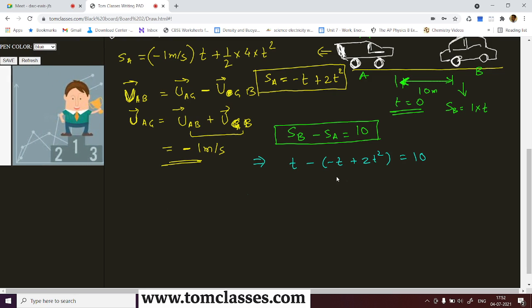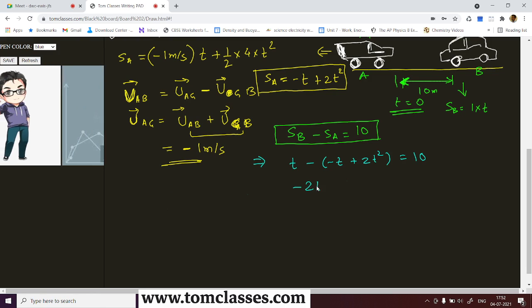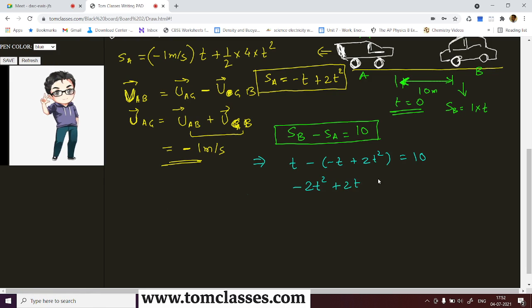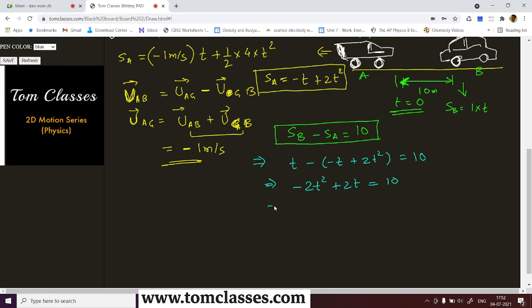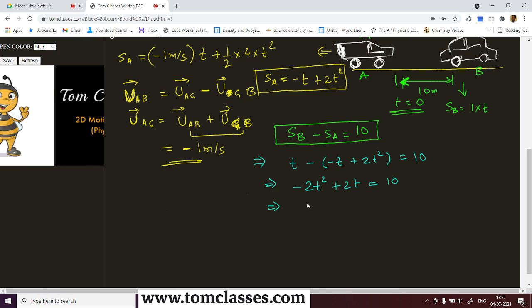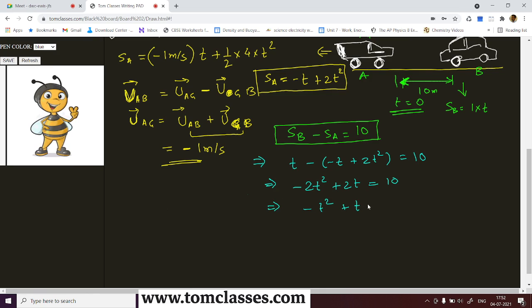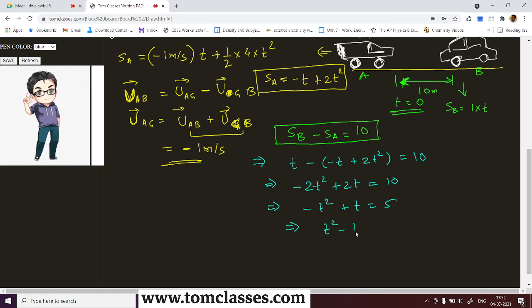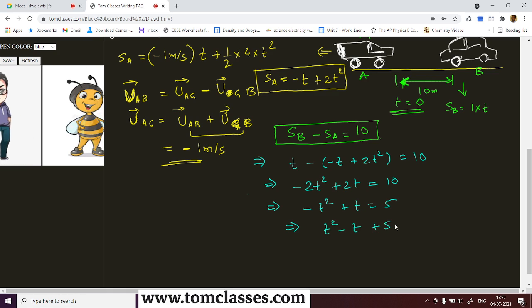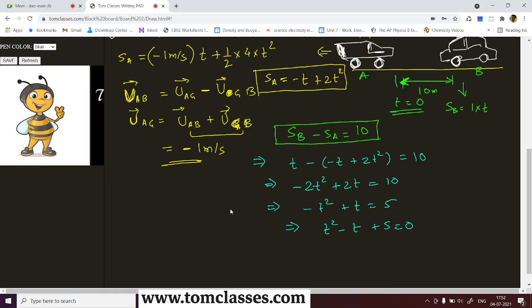Okay, so this is going to be minus 2t square plus 2t is equal to 10, or I can say it will become minus t square plus t is equal to 5. Or I can say t square minus t plus 5 equal to 0, right? That is the equation.